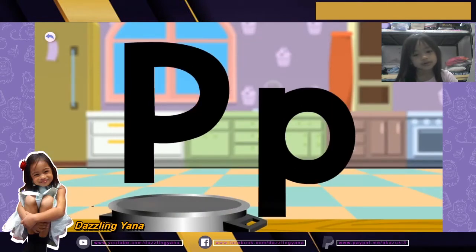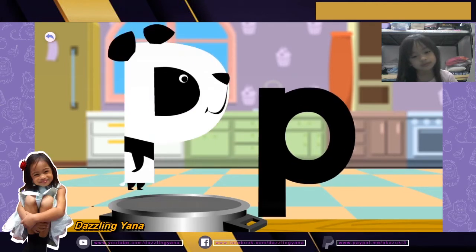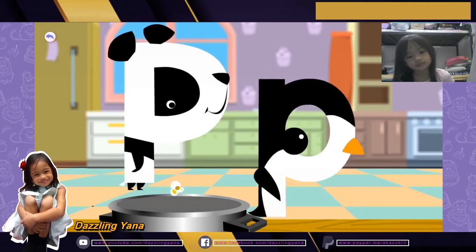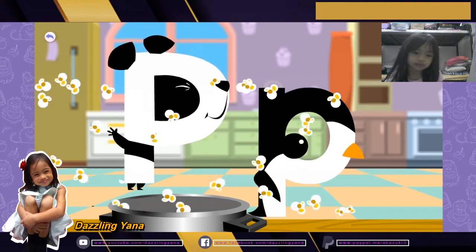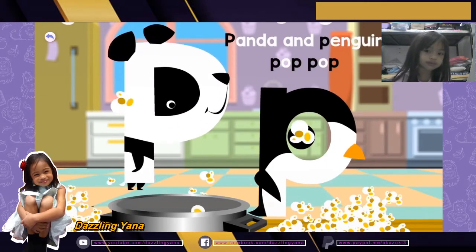Letter P. P, P, P, P, P. Panda. P, P, penguin. P, P, P, P. Panda and penguin pop, pop, popcorn.